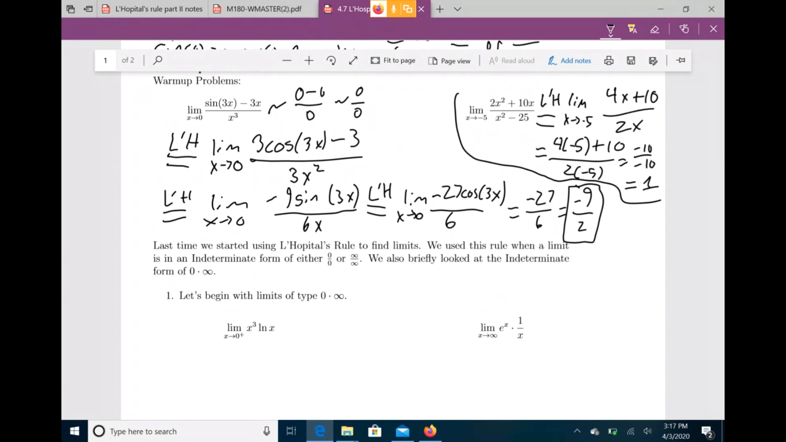Okay, so without L'Hopital's rule, you could factor, and then both of these would probably have a factor of x. They'll both have a factor of x plus 5, which you could cancel out. So it might be quicker to do it that way. But since we're demonstrating L'Hopital's rule, we did it this way.